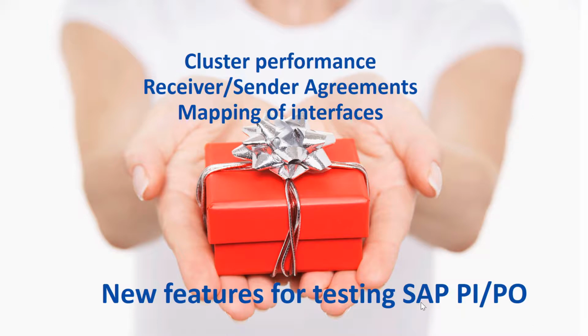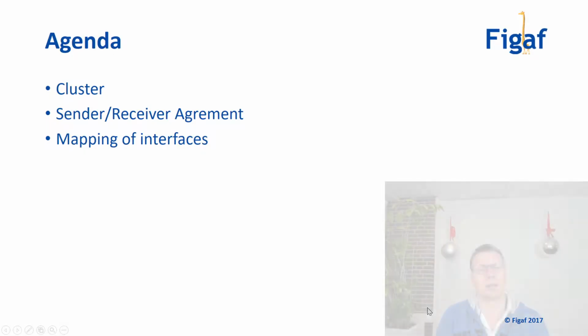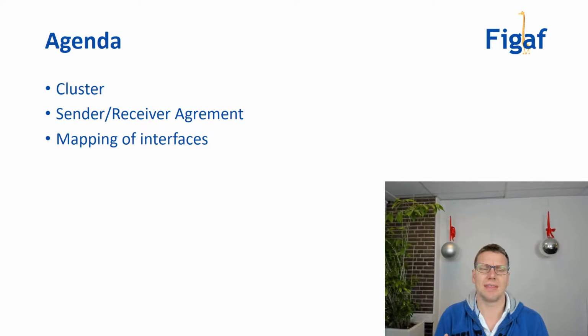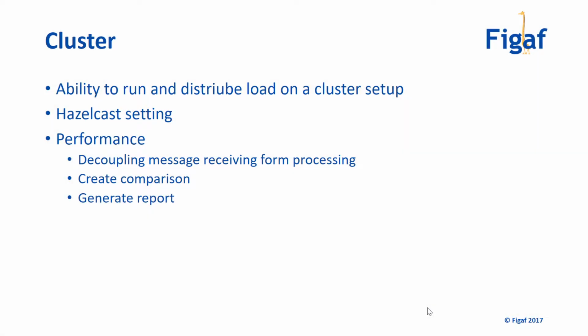So in this one, we have added three new cool features that I would like to show to you. The first one is clustering, that we're able to cluster or use your existing cluster. Then we have added the functionality to do sender and receiver agreements and process those on a single stack system. And then we have mapping of interfaces. Let's start with the first one.